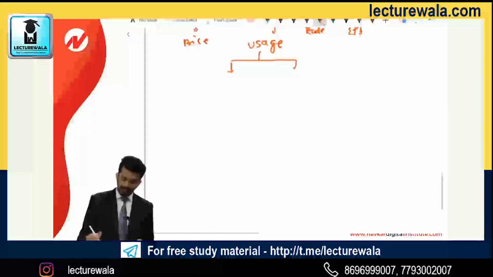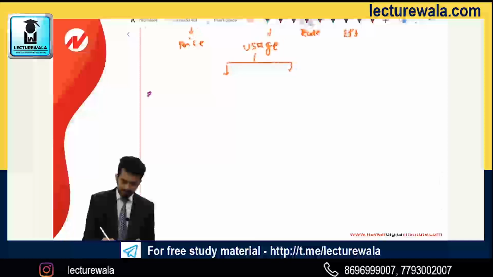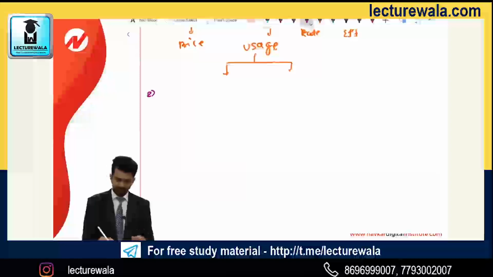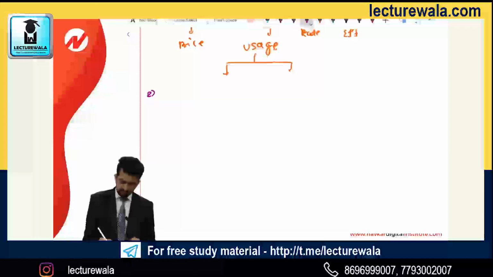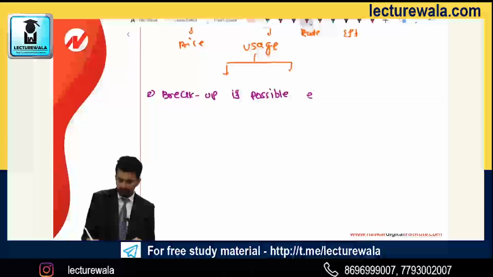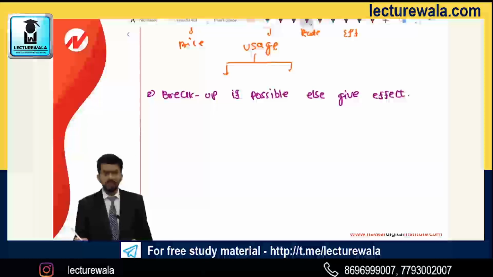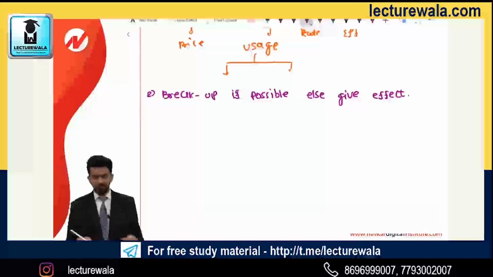And rule 2, I'm writing right now, you'll not be able to understand it. I'm going to be explaining it with a lot of examples, not one, two, a lot of examples. Rule 2, I'm saying, break up if possible, else give effect. I'll explain this rule with the help of examples.